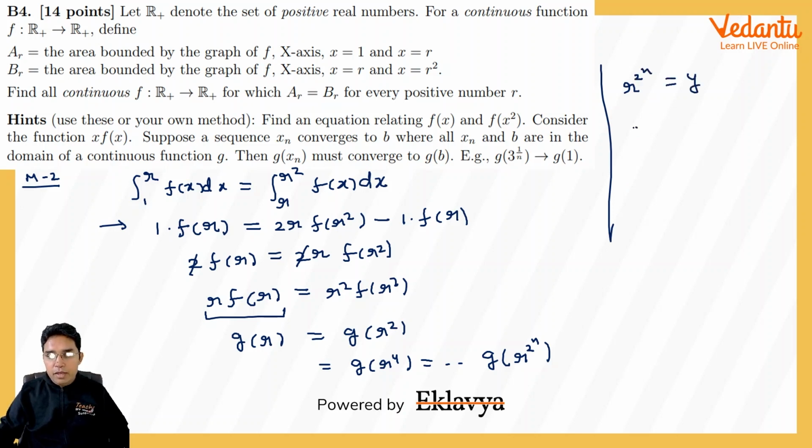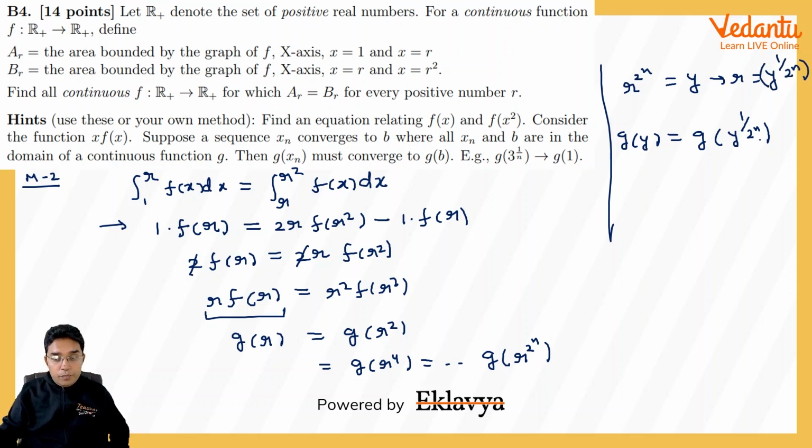Okay, we can write this in the reverse order also. So here we will get g of y is equal to g of y power 1 upon 2 power n. You can see if r power 2 power n is y, then r will actually be equal to y power 1 upon 2 power n.